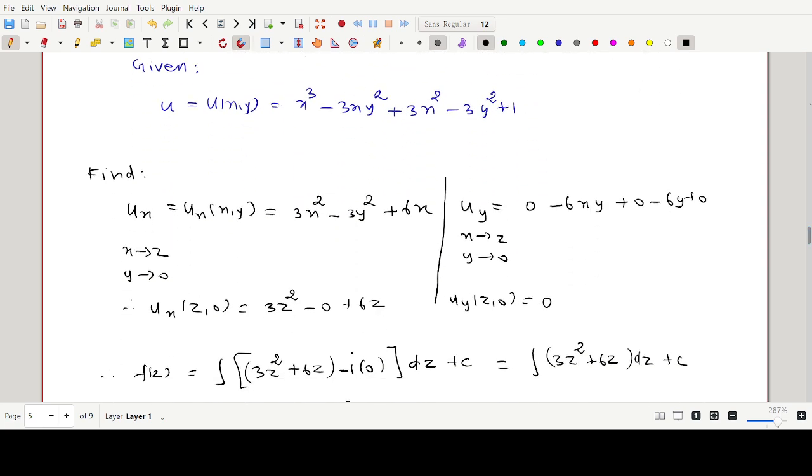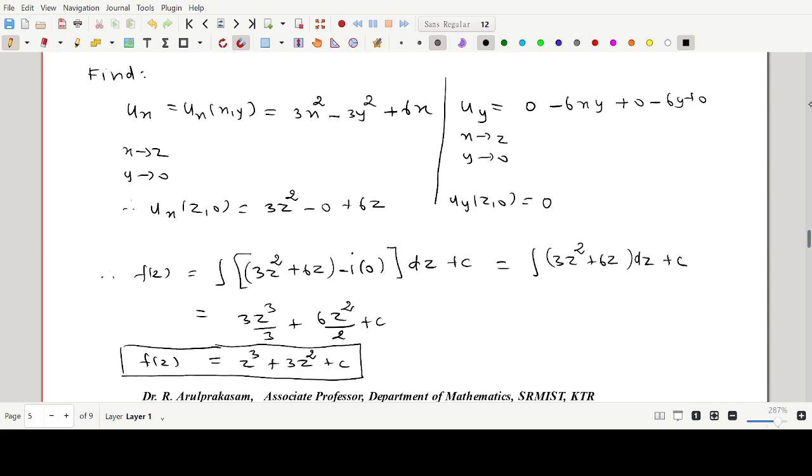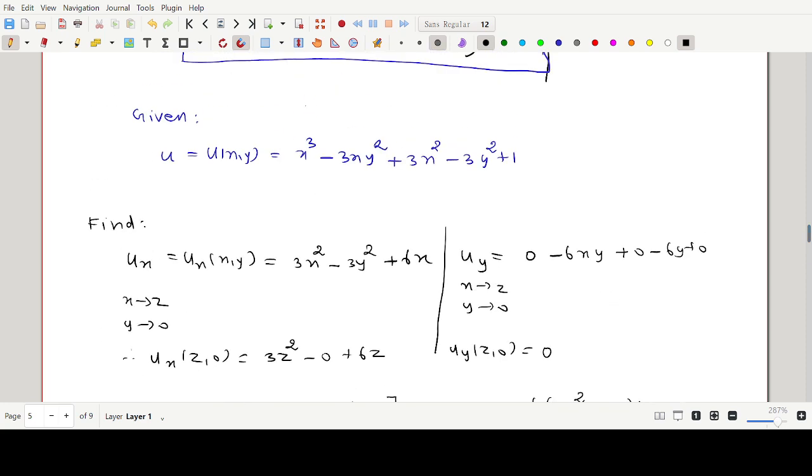So what is the rule here? A real part is given. First find the first derivative with respect to x. See this function: differentiating with respect to x, what happens? Here x cube differentiates to 3x square.